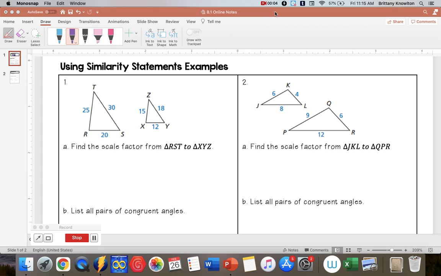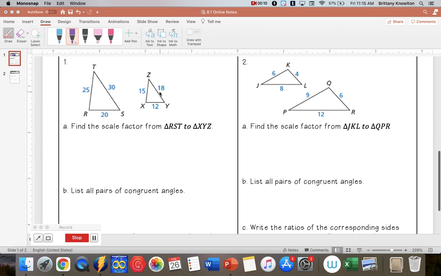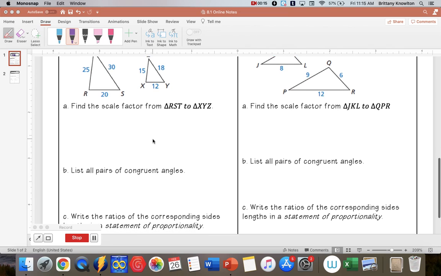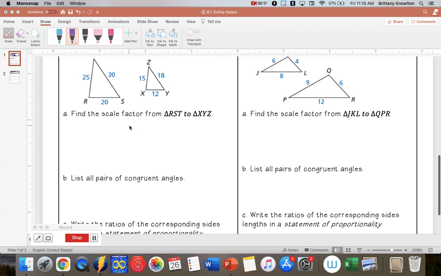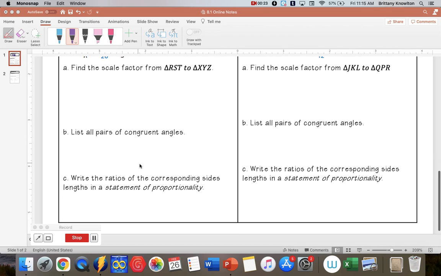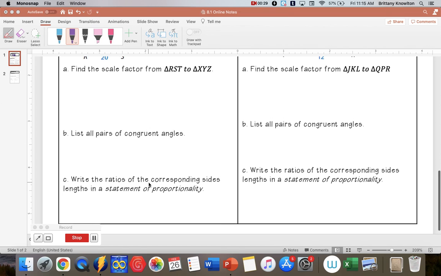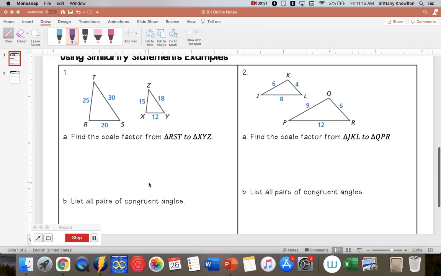For this video, we're going to be looking at using similarity statements. So for problem 1, I'm given two triangles, RST and XYZ, and I have 3 questions for you. First, I want you to find the scale factor from RST to XYZ. Next, list all pairs of congruent angles, and then we're actually going to write the ratios of corresponding side lengths in a statement of proportionality.